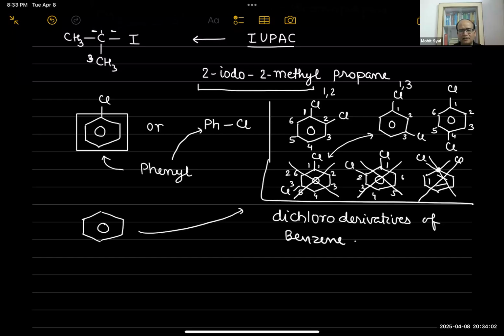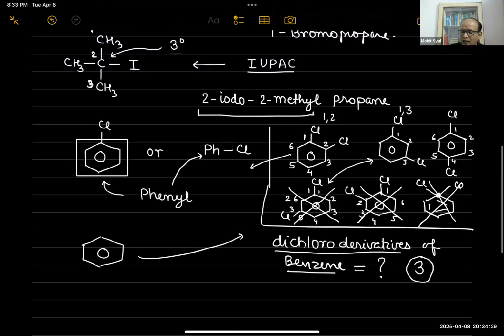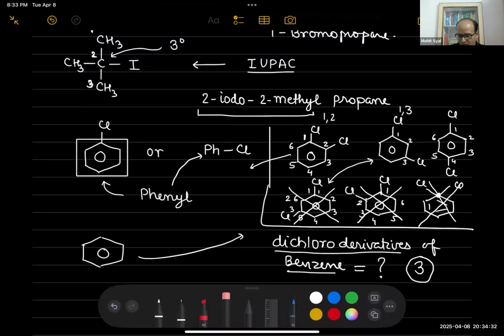So Zainab and Jasleen, can you tell me how many dichloro derivatives benzene can have? 3. Yes, this is an integer type question which you can get, or options. What are the common names for 1,2, 1,3, and 1,4? Ortho, meta, and para, I think. Yes.